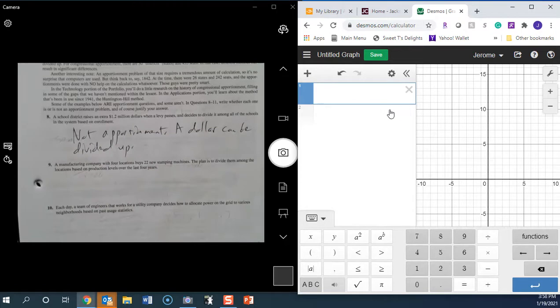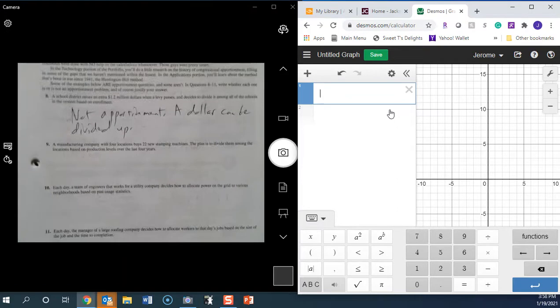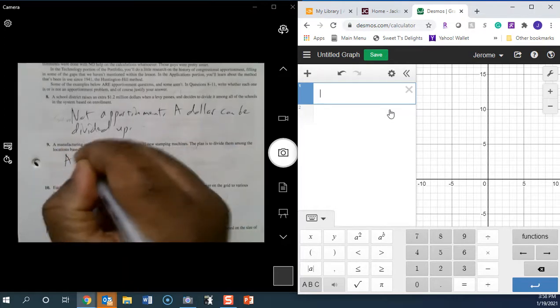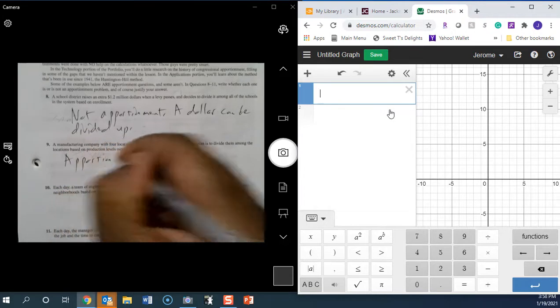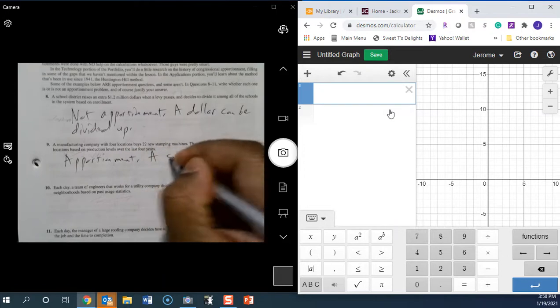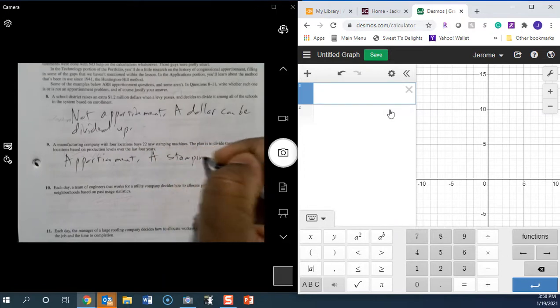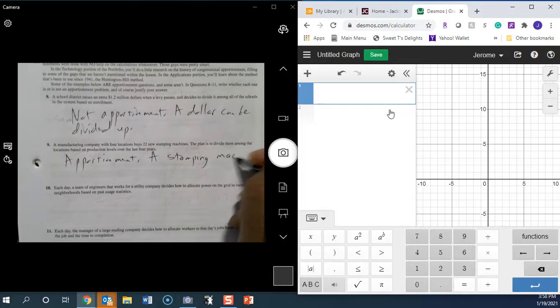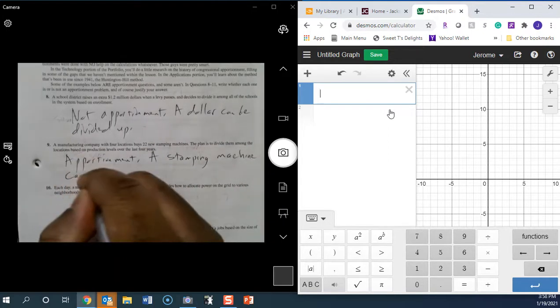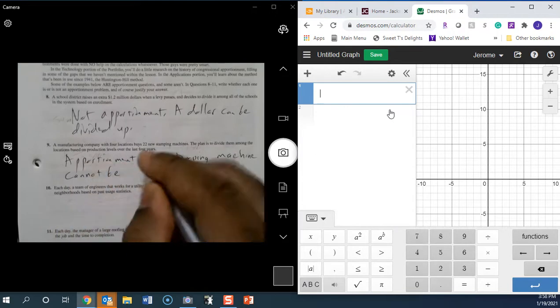Okay, number 9, a manufacturing company with 4 locations buys 22 new stamping machines. The plan is to divide them among the locations based on production levels over the last 4 years. This would be apportionment. A stamping machine cannot be divided up.